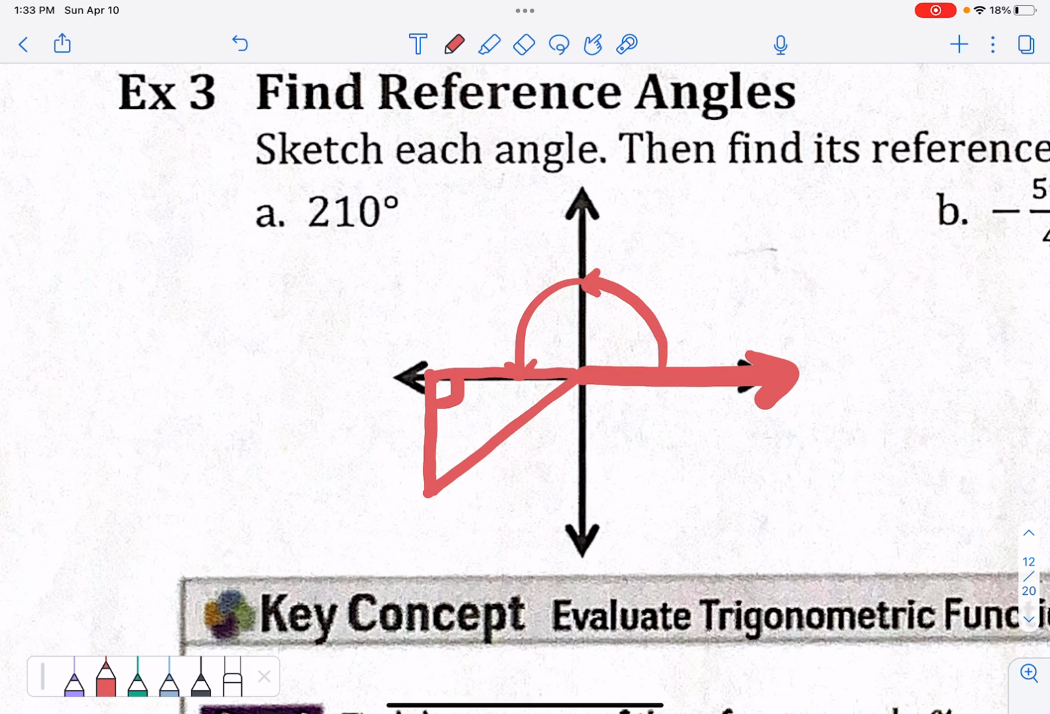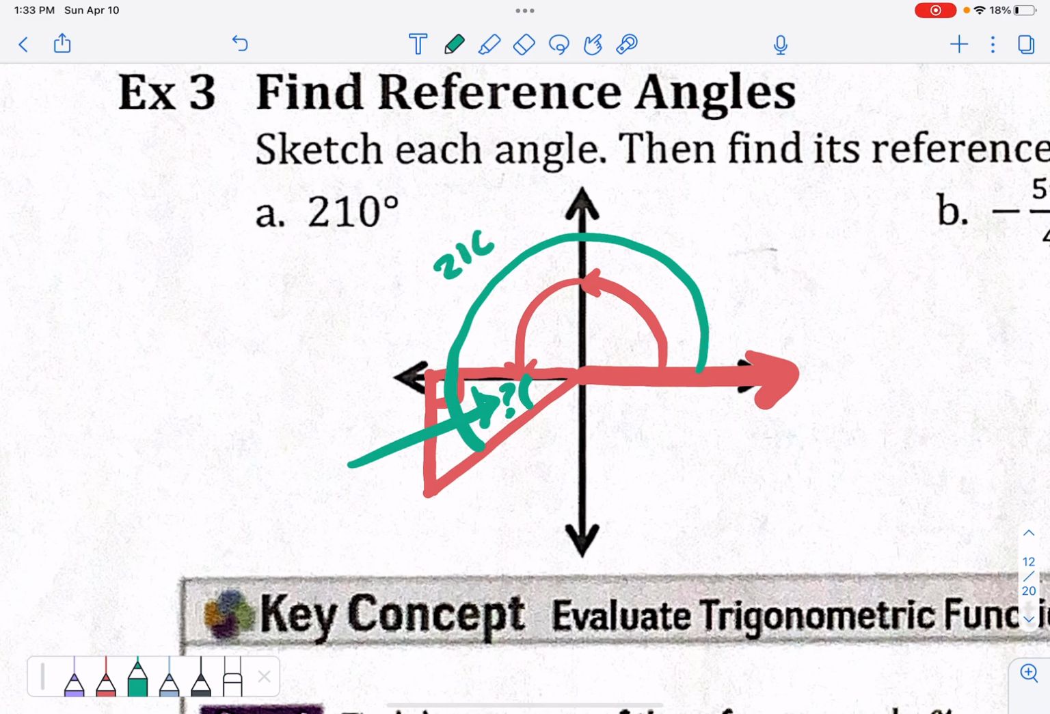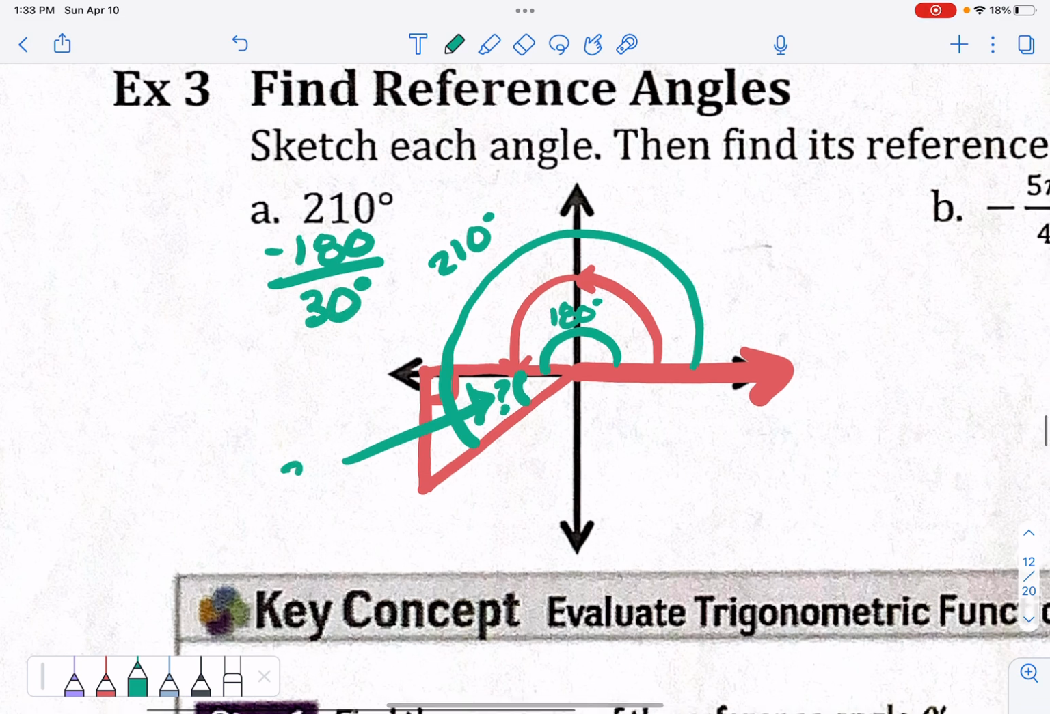When they ask for the reference angle, they're asking specifically for how big is this part right here. We're looking for just that angle. How big is that? Okay. So we know that from here all the way around, we just found was 210 degrees. But if I go from just here to here, that's 180 degrees. So if I do the math and subtract 180, that's 30 degrees. And this is a 30-degree angle, okay?